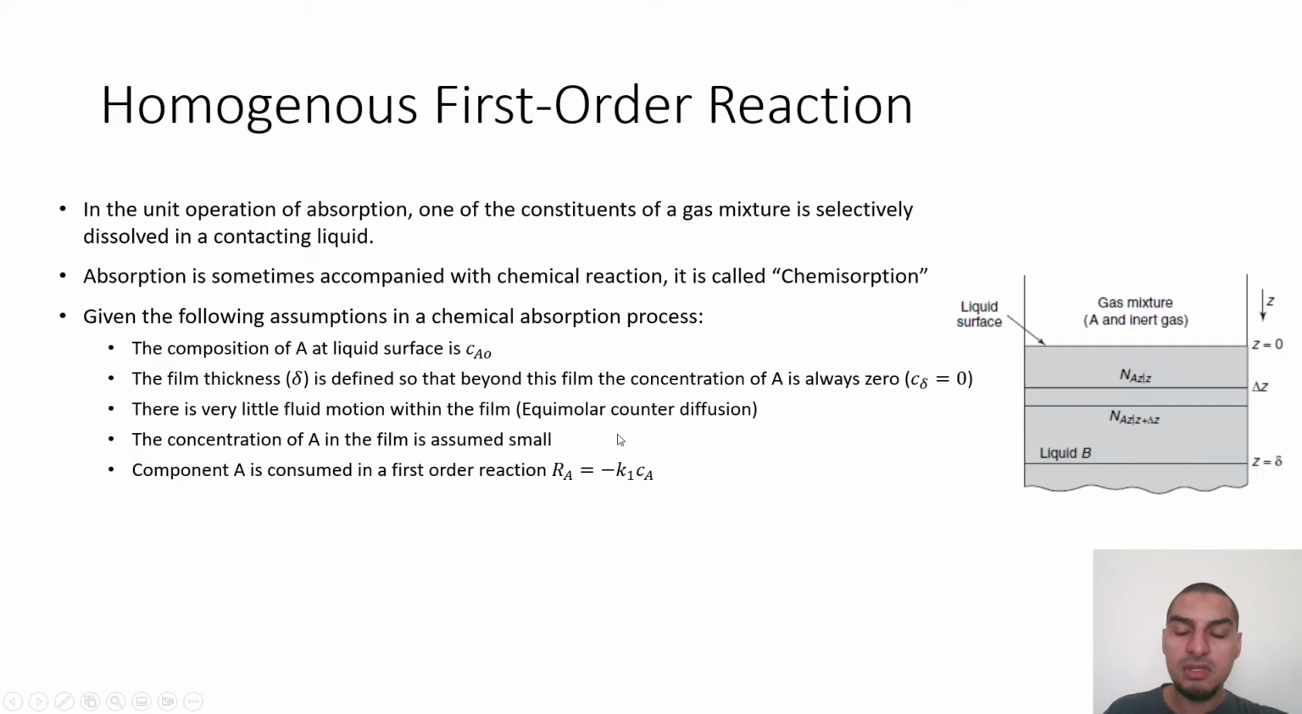The next point is that the concentration of A here is very small, and this is another point that is going to make the equations simpler. Finally, the reaction is a first order reaction, so the reaction rate can be expressed as R_A equals negative k multiplied by C_A. The negative sign indicates that the rate is of consumption of A, so A is getting consumed.